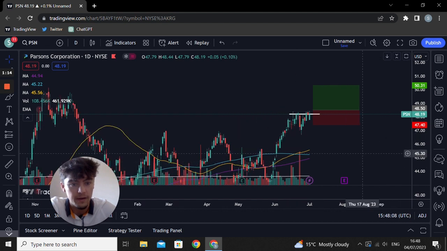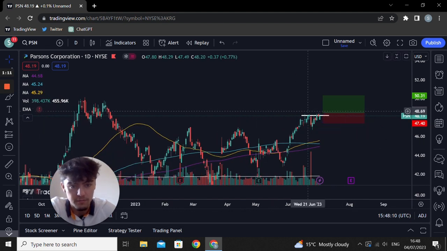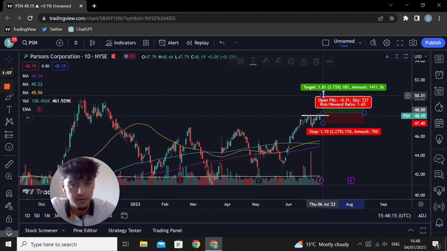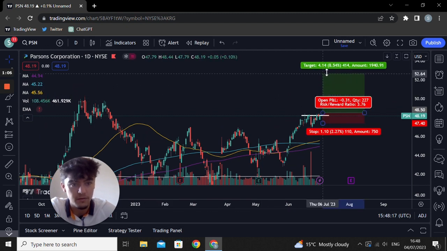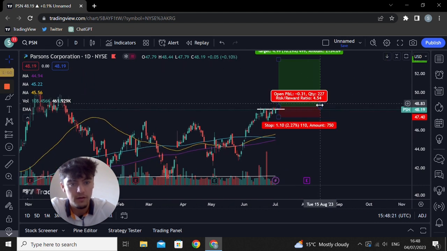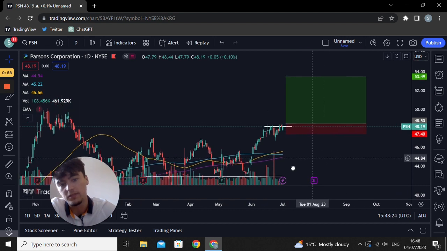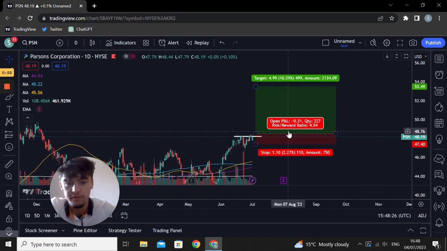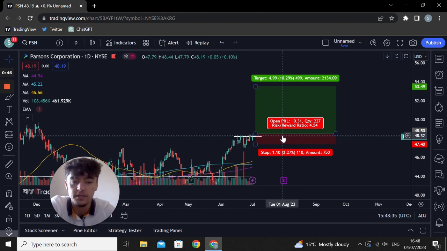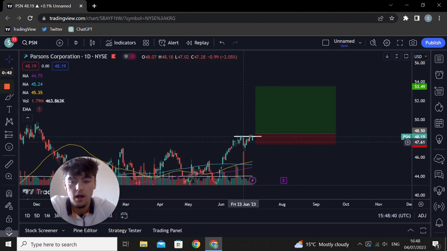And then if we zoom out, there's not a whole lot of overhead supply besides this sort of area. So I'm looking at maybe 10% profit here. So if you enter this, that's about 4.5 risk to reward. So yeah, if it plays out, you're 10% in the green. If it doesn't, which not every position is going to play out, you're looking at maybe a 2 to 2.5% loss.